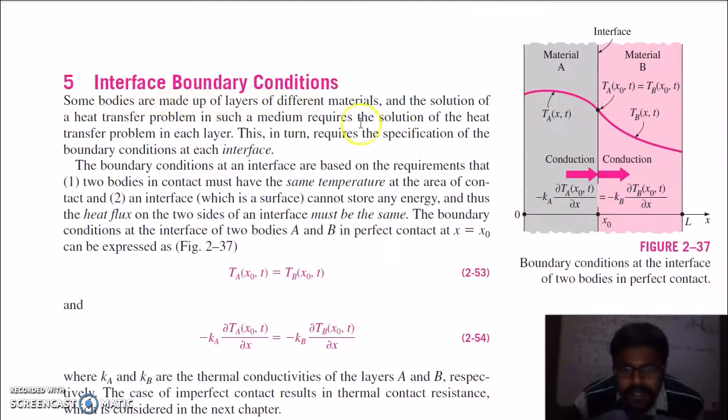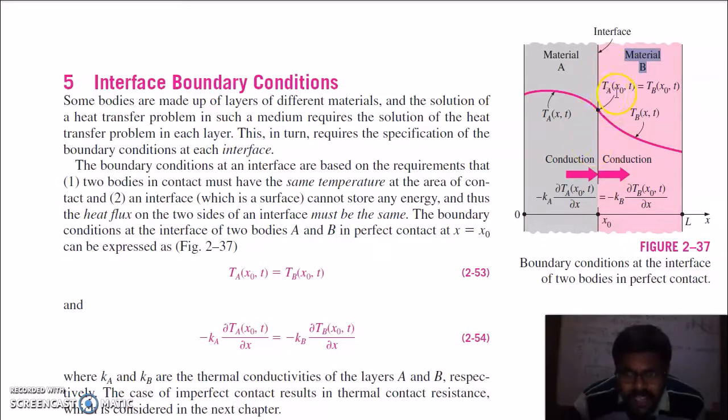Some bodies are made up of layers of different material, say A material and B material. A solution for a heat transfer problem in such a medium requires the solution of the heat transfer problem in each layer. This in turn requires the specification of a boundary condition at each interface. This is your interface. The boundary conditions at an interface are based on the requirement that the two bodies in contact must have the same temperature at the area of contact.